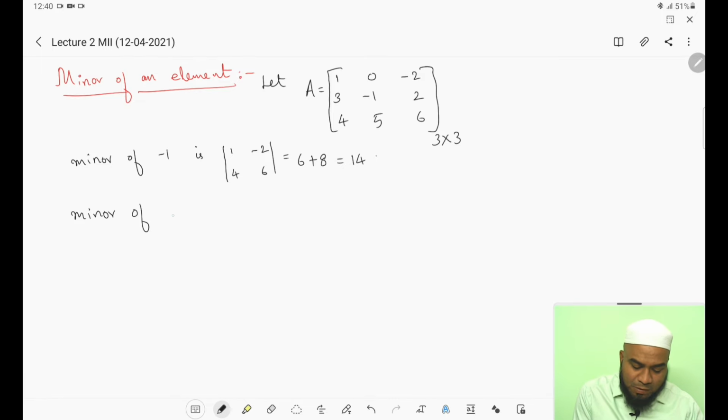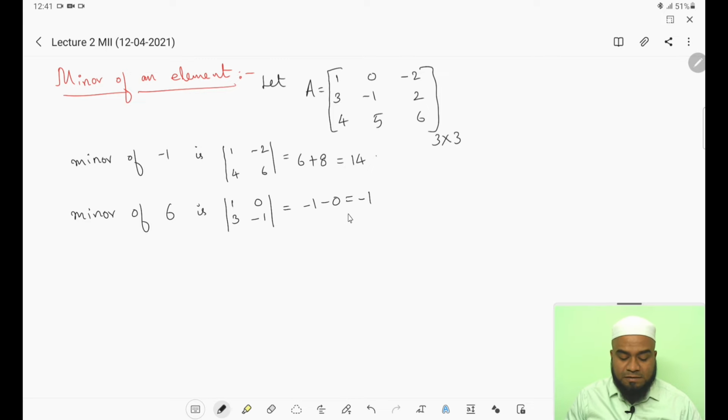The same way, consider any other element, for example 6. The minor of 6: 6 lies in the third row and third column. You remove this third row and third column. Whatever entries are remaining, you consider in the determinant. That is 1, 0, 3, -1. You find the determinant. What will happen? -1 minus 0, it will be -1 only. So this is the minor of 6.